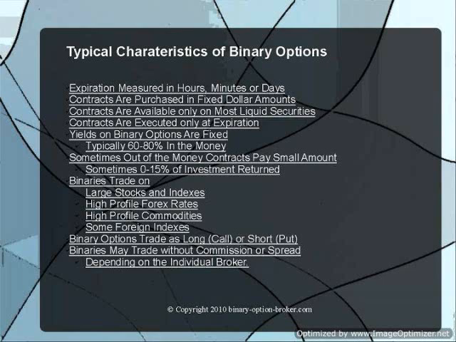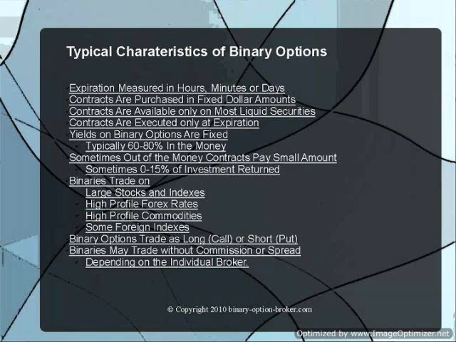Otherwise, you'll see high-profile forex rates, dollar euro, dollar yen is typical, yen pound, pound euro. Those are all going to be typically found on the binary option exchange. You'll also see high-profile commodities on certain exchanges. You'll be able to trade binary options on oil, gold, silver. I've seen copper.